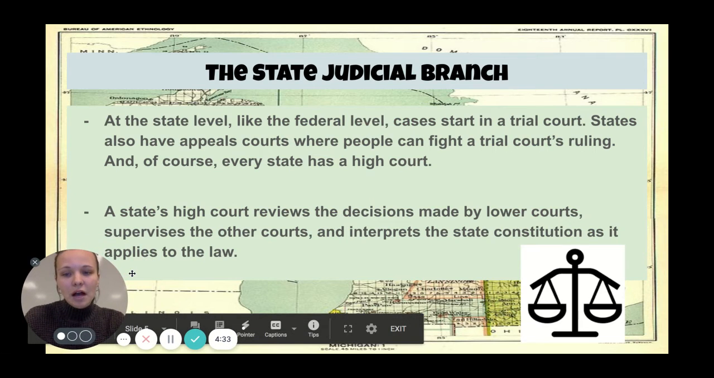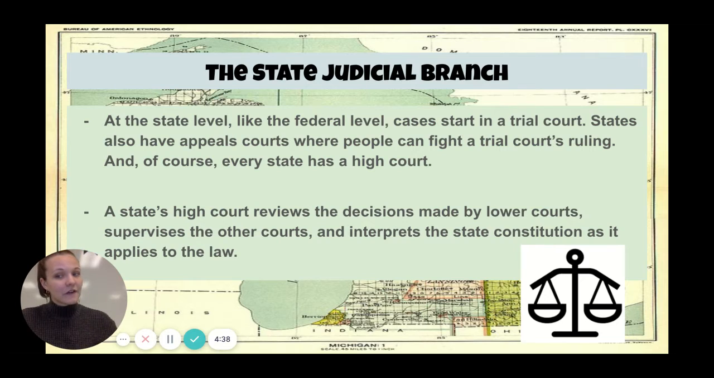Next, we're going to go over our judicial branch. At the state level, just like at the federal government level, cases start in a trial court. States also have appeal courts where people can fight a trial court ruling. And every state has their own high court. So there are different levels of courts within the federal government and within the state government. At the state's high court, they review decisions made by lower courts, and they supervise the lower courts. The high court in each state interprets the state constitution as it applies to the law.